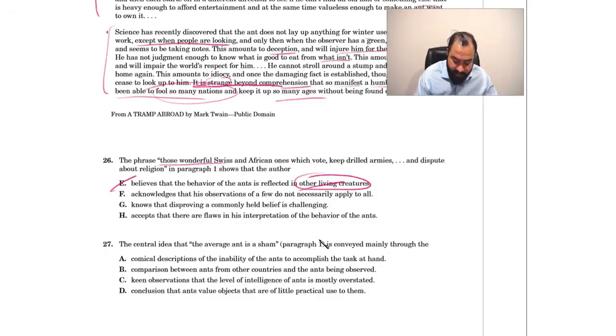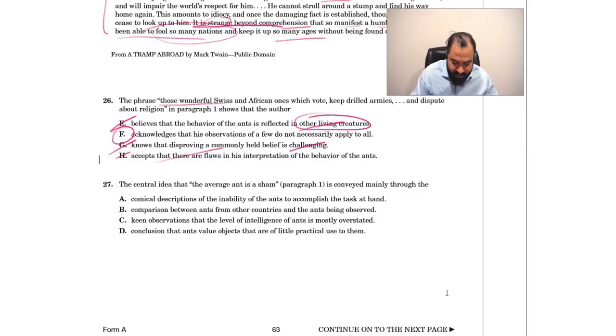Acknowledge that his observation of a few does not necessarily apply to all. That's right. Knows that disproving a commonly held belief is challenging. It's not about commonly held belief. It's not about being challenging. H accepts that there are flaws in his interpretation. He didn't accept any flaws in his interpretation, so it's F.